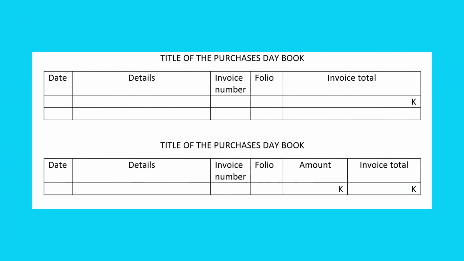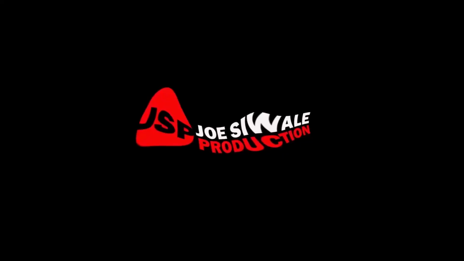So we have that formatting. The first formatting, we have the title of the purchases daybook, then we have date, details, invoice number, folio, and invoice total. I already explained what this information means. The only difference there in the folio column is that we need to include the purchases ledger, so we're going to have our PL. Then for the second formatting, we have the title of the purchases daybook, then we have date, details, invoice number, folio, amount, and invoice total.